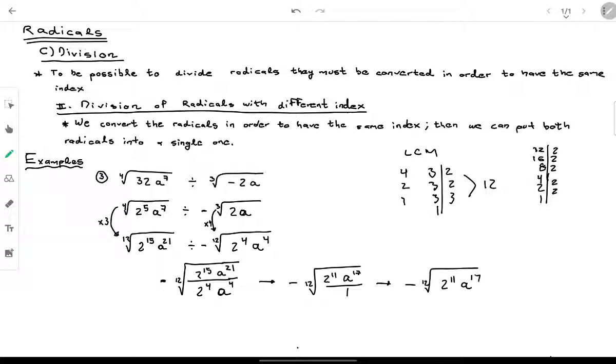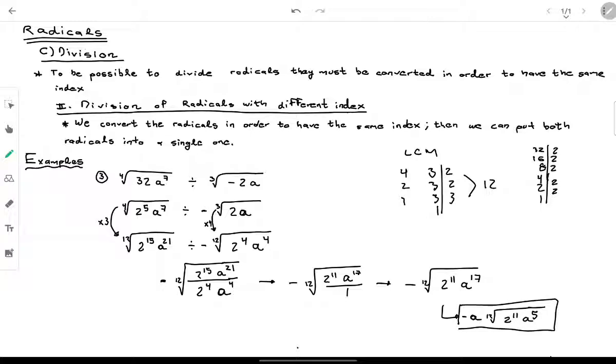So of course it's possible to take out an a, because 17 is bigger than 12. It's going to still be a negative 1, minus a, the 12th root of 2 to the 11. Remember, 17 divided by 12 is 1, and the remainder is 5. So 5 of them will still be inside the root. So this one can be an answer.